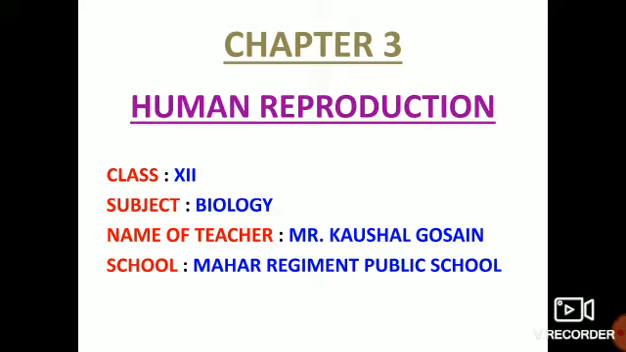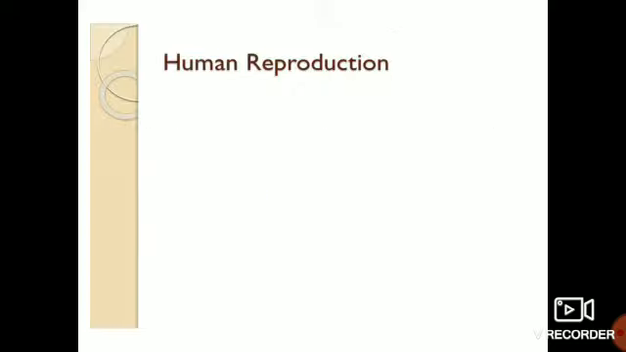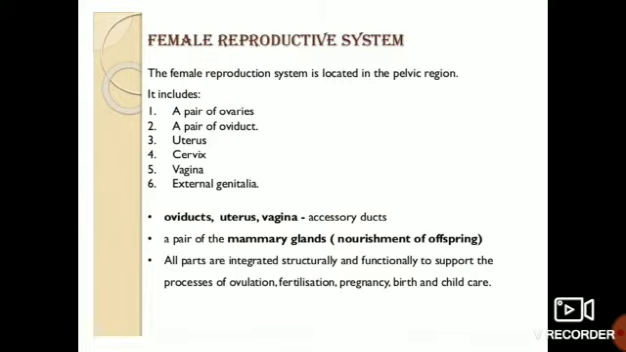Today, we'll be continuing the explanation of the next topic, that is female reproductive system, from chapter number 3. Female reproductive system. The female reproductive system is located in the pelvic region. It includes a pair of ovaries, a pair of oviducts, uterus, cervix, vagina, and external genitalia.